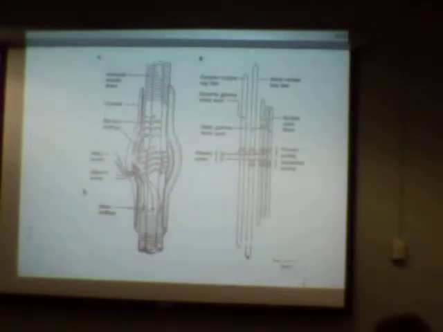Can't see it. But here's the dynamic gamma motor neuron. It goes to the bag fiber. The rest of the fibers, the static bag and the chain fibers, have innervation from the static gamma motor neuron. Okay? So gamma motor neurons go to the muscle spindle. Where do alpha motor neurons go?